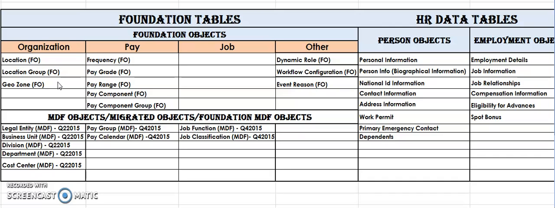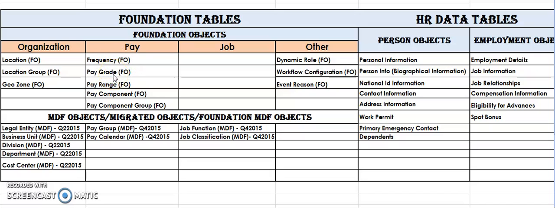Coming to the pay foundation objects, in the pay part we have frequency, pay grade, pay range, and pay component group. Frequency is nothing but the pay period, that means weekly pay, bi-weekly pay, monthly pay. What is the customer requirement, how do they want to pay the salaries, weekly, bi-weekly, or monthly? That talks about the frequency.